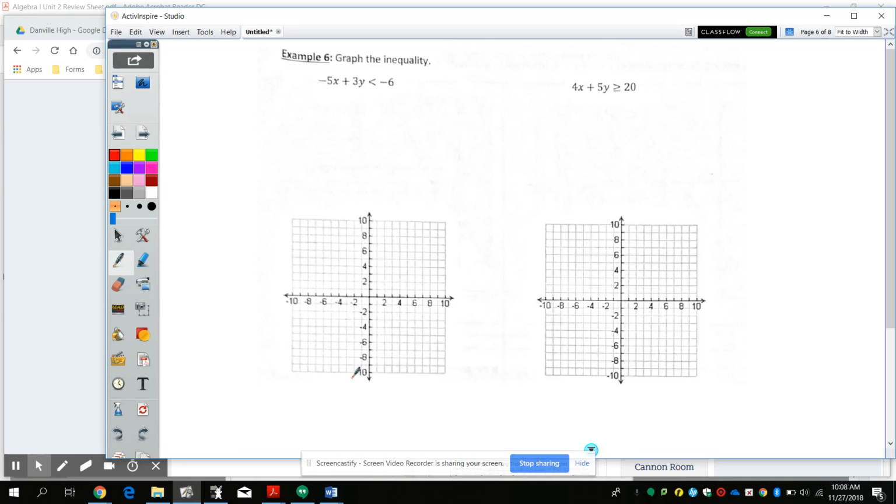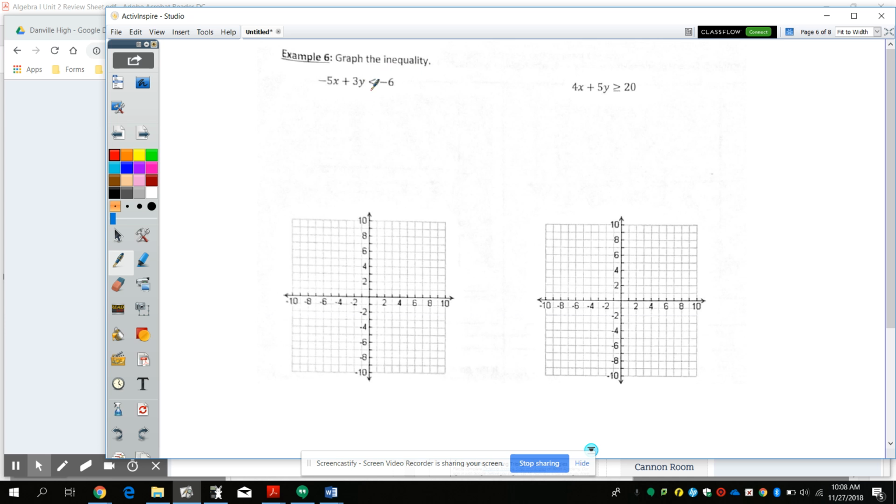All right, Mr. Harmless here, and we're going to take a look at example 6 on the Algebra 1 Unit 2 review. It says graph the inequality. We have two different problems here, and we'll do one at a time. So we're going to graph this inequality.